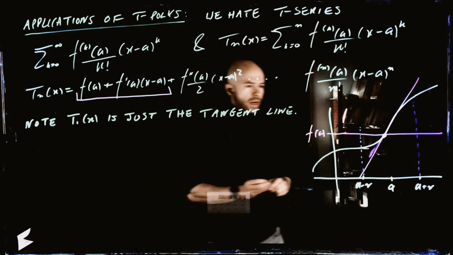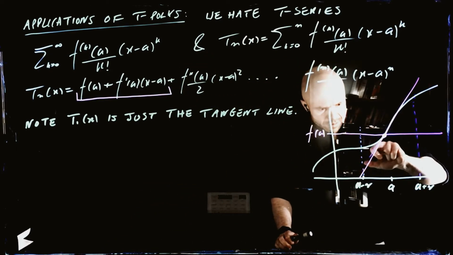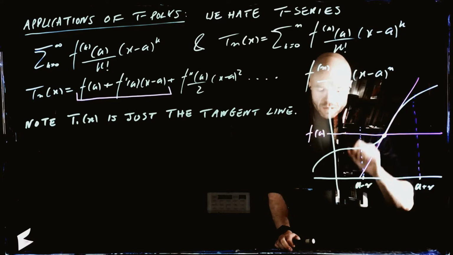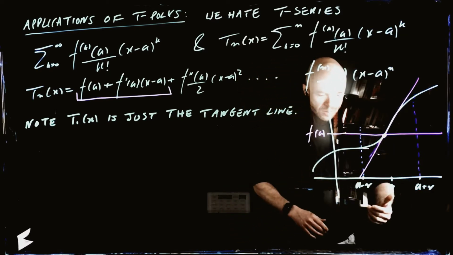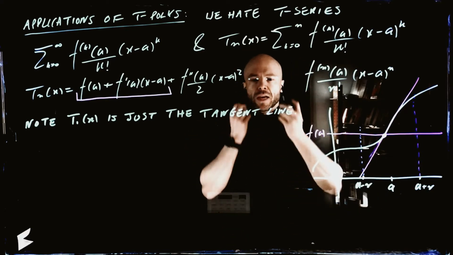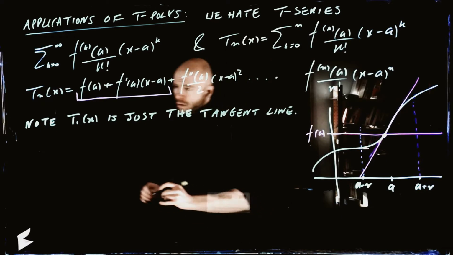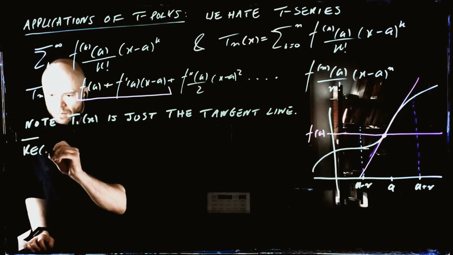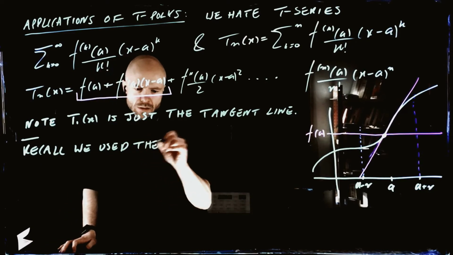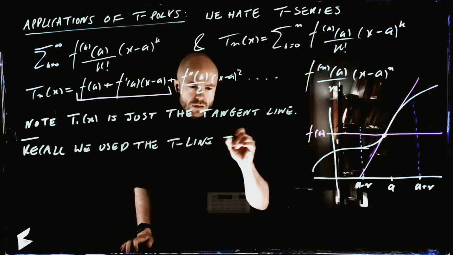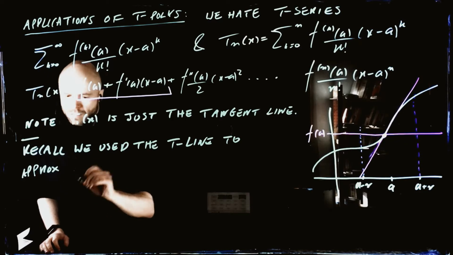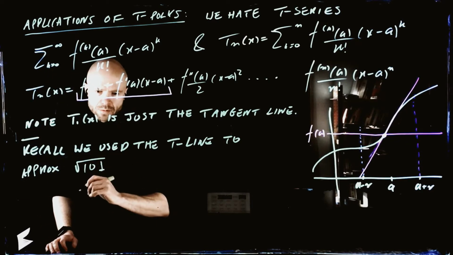Okay. But the tangent line, as you know, is good when we are very close to a, but not necessarily good otherwise. So the classic thing that we've used this for previously is to approximate something that we can't easily calculate at a particular value. So recall, we used the tangent line to approximate the square root of 101, right?